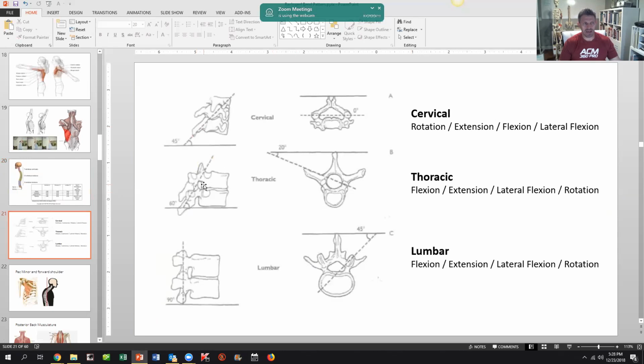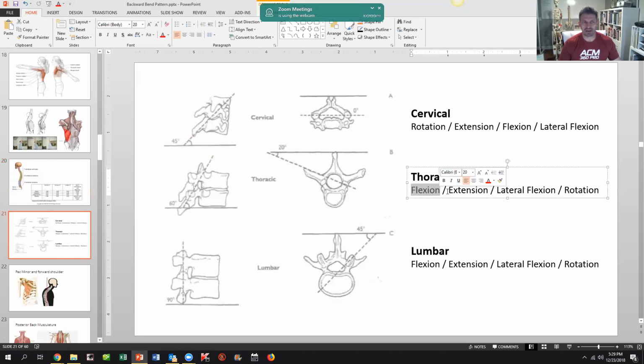The thoracic back is the middle one. It's the middle set of vertebrae, and it's also in the middle range for movement. It does much better in flexion, as we know, kyphosis, than all the others, but extension is second to that as far as its ability to move. Lateral flexion, side bending, and then rotation is at the end.